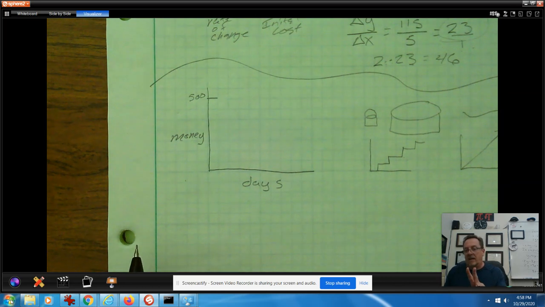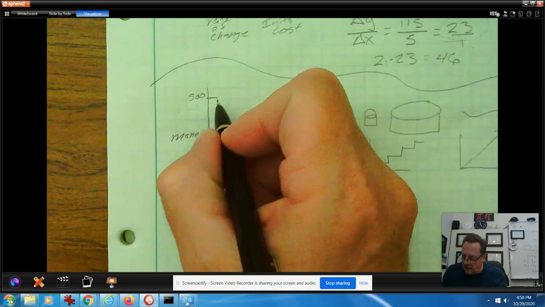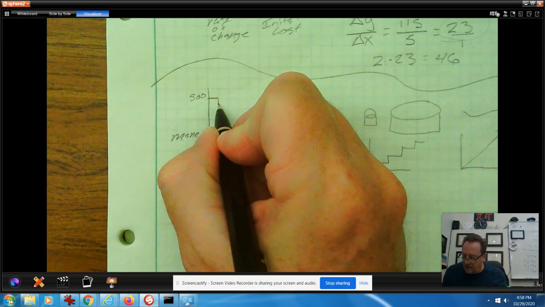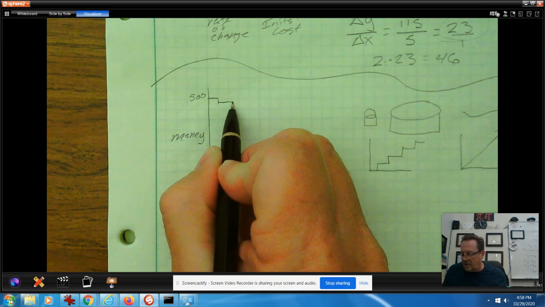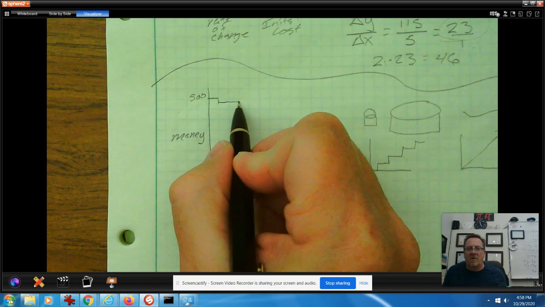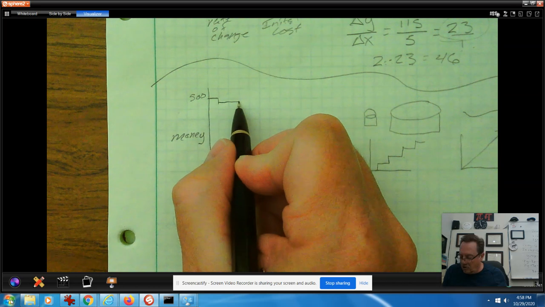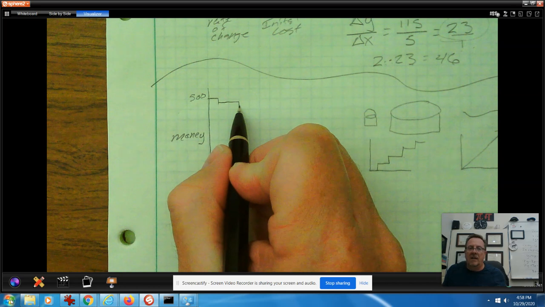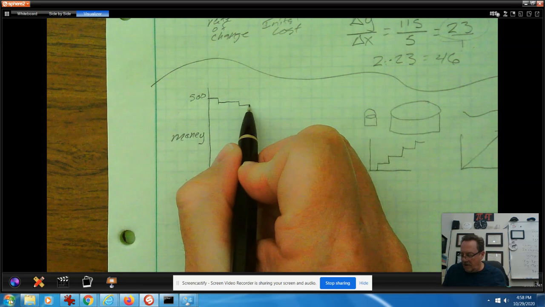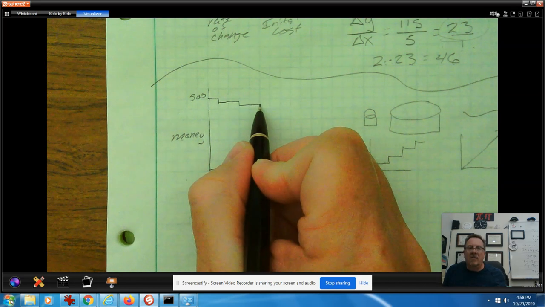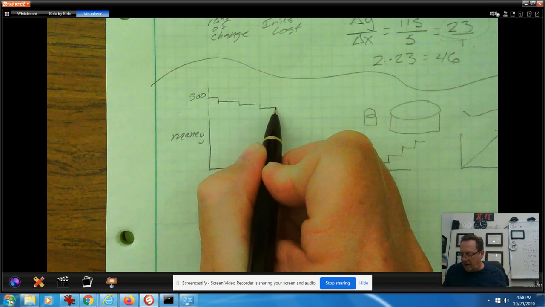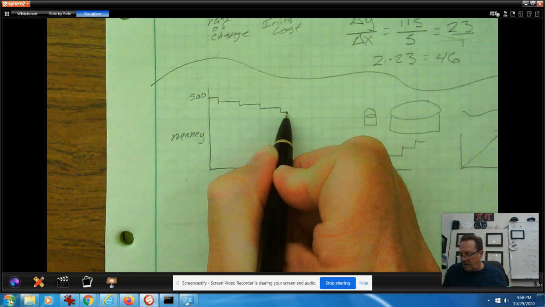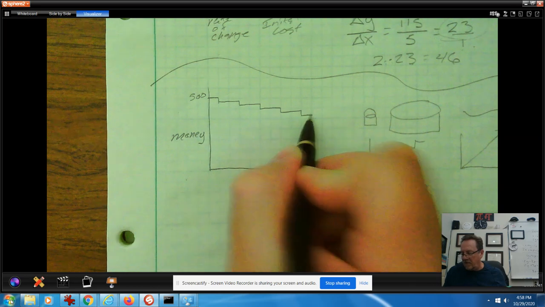Now, on the second day, day two, it drops because they took out $20. I'm not going to drop it a lot, but we're going to drop it by about $20. And it stays there for 2 days because 2 days later is going to be day four. And now it drops by $20. Then it moves on for 2 days and drops again, because 2 days later on the 6th, he takes out $20. And so on and so forth. Every 2 days, it drops by $20.